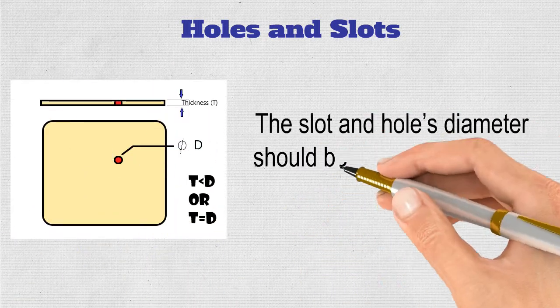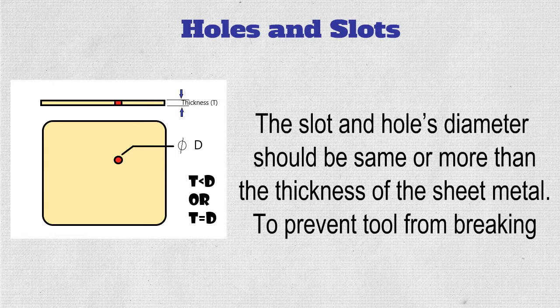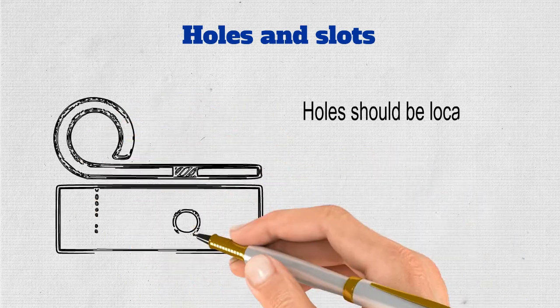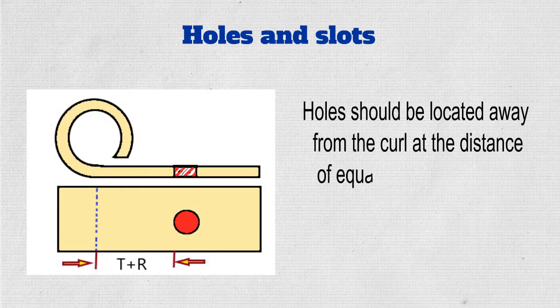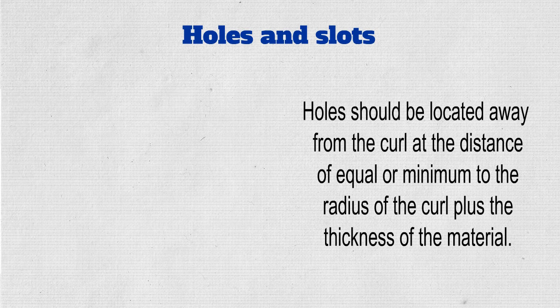The slot and hole's diameter should be the same or more than the thickness of the sheet metal, to prevent the tool from breaking. Holes should be located away from the curl at a distance equal to or at minimum the radius of the curl plus the thickness of the material.